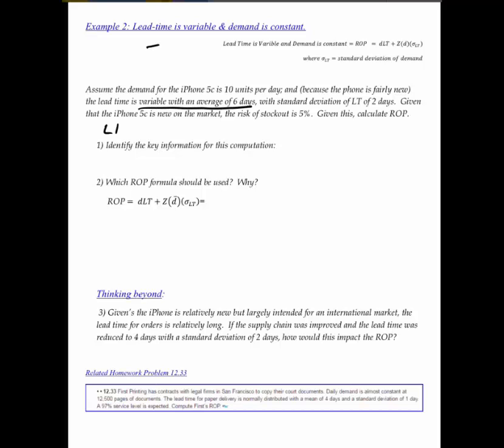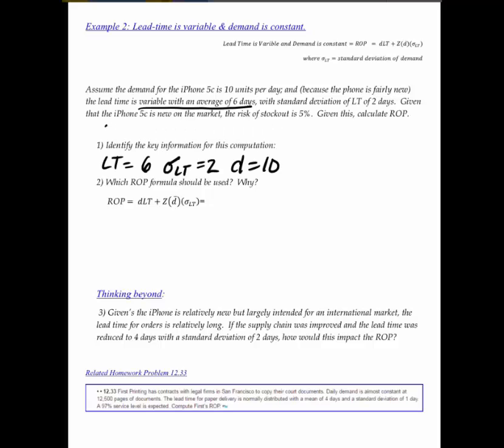Well, we know that means the lead time is going to be variable and the demand is going to be constant. So we've got a lead time of about 6 days with a standard deviation of lead time of about 2 days. And then we have a daily demand of 10 units. So we've got the key information that we need, and then we can go about putting it right into the ROP formula.